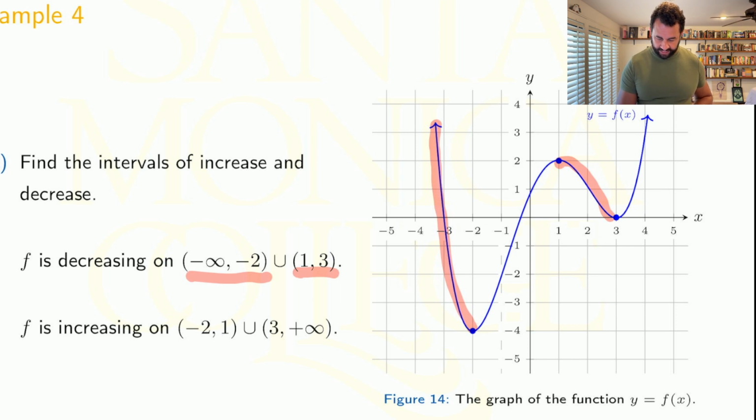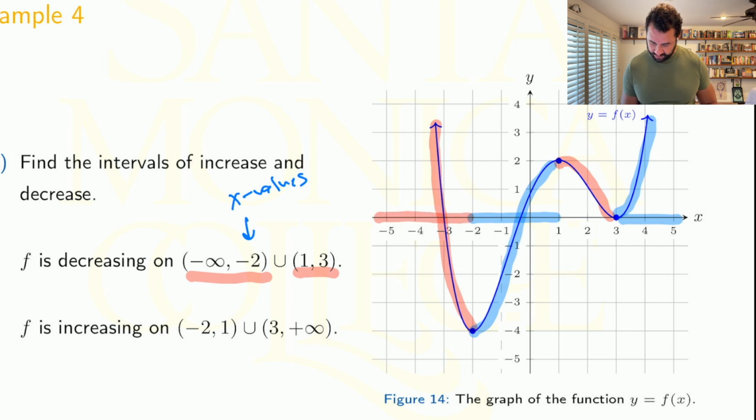A couple notes, let me add this. These should be x values, so these intervals are in terms of x values. We want to know what are the inputs that give us decreasing values, and then what are the inputs that give us increasing values. So the function is increasing on these parts of the graph, there and there. The intervals are -2 to 1 and 3 to 5. And the decreasing ones are -infinity to -2 and 1 to 3, just like that.